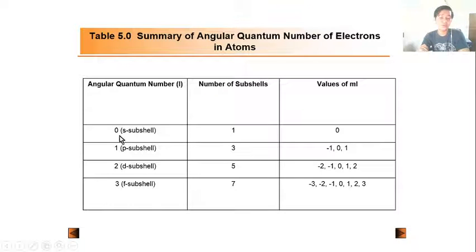So we know whenever the value of L is 0, the orbital designation is S subshell. So number of orbitals is 1, right? When you say subshell, we're referring to this orbital, okay? Do not be confused. 1, we know that is P, so it has 3 orbitals. 2 is the D subshell with 5 orbitals, and 3 has 7.